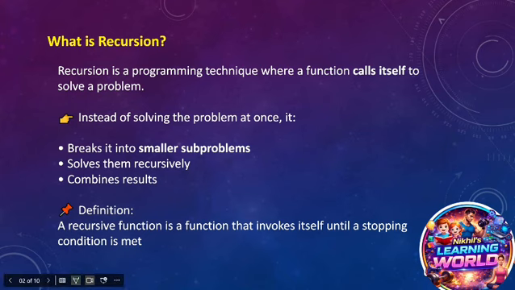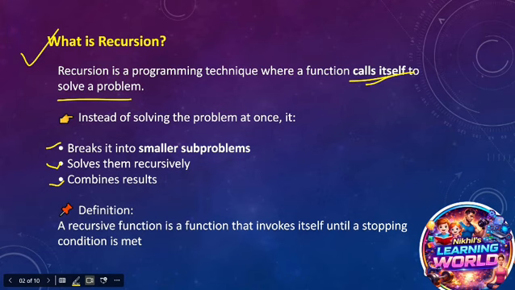Okay, so what exactly is recursion? Recursion is a function calling itself to solve the problem. That's it. In a simple way, recursion means a function calling itself. It's called recursion. Instead of solving a big problem directly, we break it into smaller pieces, solve each piece and combine the result.